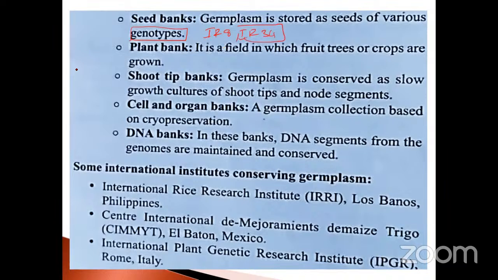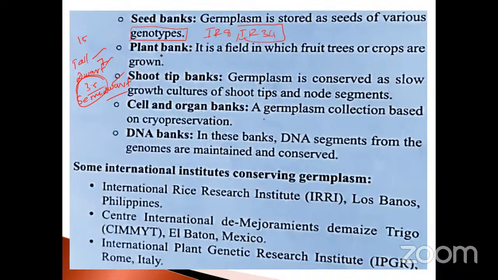It can grow tall, dwarf, or semi-dwarf. Already we discussed, isn't it? So these are the three things. The tall is a maximum of 15 feet, just imagine. This one is called 7 feet. This one is called 3.5 feet. So likewise, in the seed bank the germplasm is stored as seeds of various genotypes.